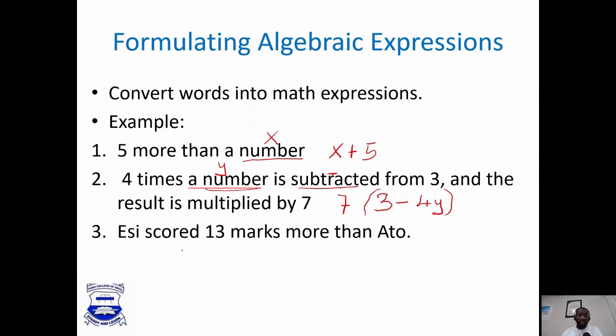Let's look at the third example. It says S scored 13 marks more than A2. We don't know A2's score, so we can represent it by any variable. We can say A2 will be equal to, say, an x. Therefore, S's score is going to be equal to what? We say S's score is 13 more than A2. So if this is A2 and we want 13 more, it's going to be x plus 13. And you're done. All right, so let's move on to the next example.